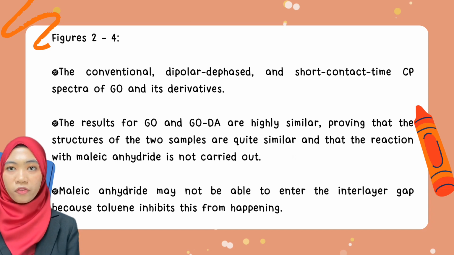Figures 2 to 4 display the conventional, dipolar dephased and short contact time CP spectra of GO and its derivatives. The results of all 3 experiments for GO and GO-DA are highly similar, proving that the structures of the 2 samples are quite similar and that the reaction with maleic anhydride did not occur. Maleic anhydride may not be able to enter the interlayer gap because toluene, the normally used solvent, inhibits this from happening.